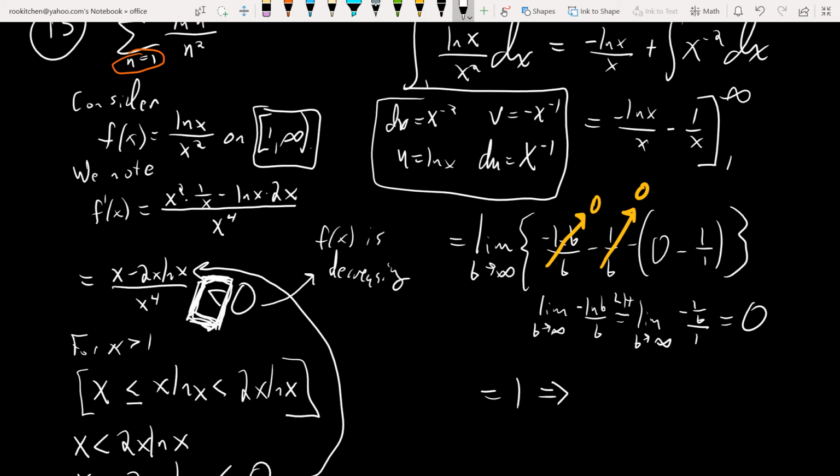So if that's convergent, it implies the original series converges. Okay, so hence the series converges.